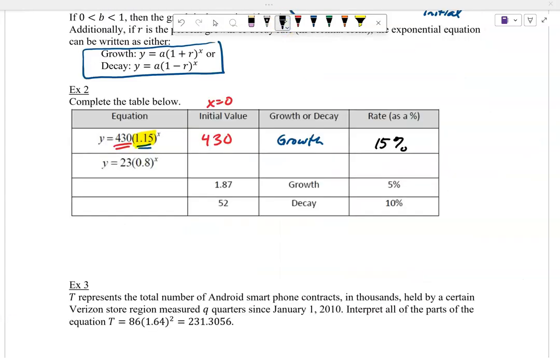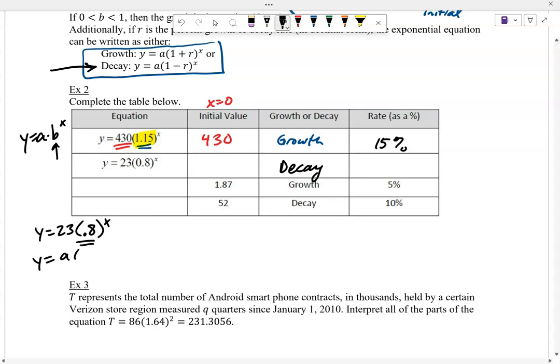All right, let's look at the next one. Y equals 23 times 0.8 to the X. So I'm looking at that and I'm like, okay, it's less than 1. Right, this is my general form, A times B to the X. If B is less than 1, we know it's an exponential decay. So I'm going to write that it's an exponential decay. And I'm going to use it where I can identify the rate. So Y equals A times 1 minus r to the x.